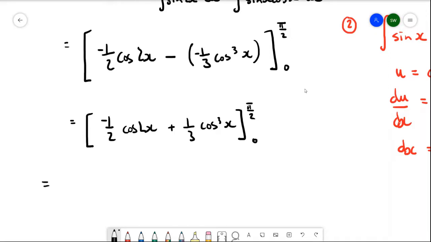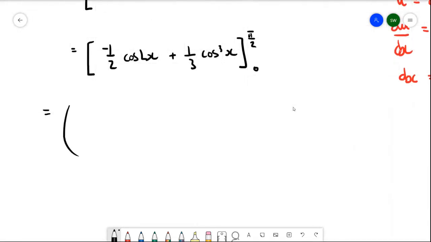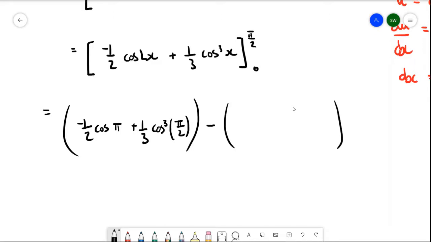So let's sub in the top limit. If we sub in the top limit, we're going to have minus a half cos of 2x, but x is the top limit, pi over 2, so cos of pi, plus a third cos cubed of pi over 2. And then we need to subtract the lower limit. Sub in the lower limit, we're going to have minus a half cos of 0 plus a third cos cubed of 0.